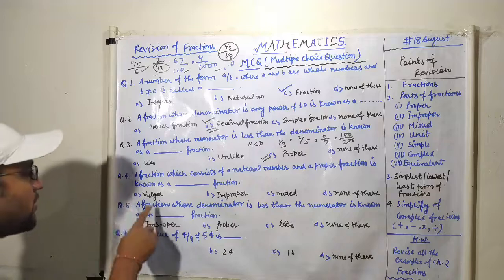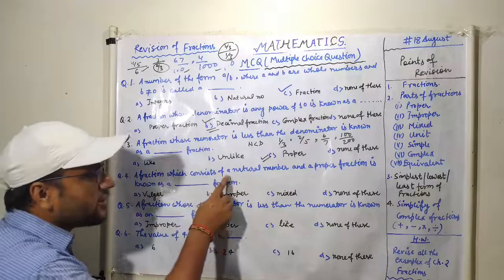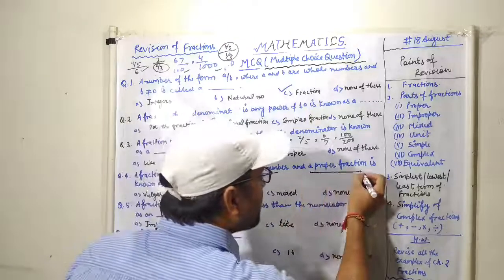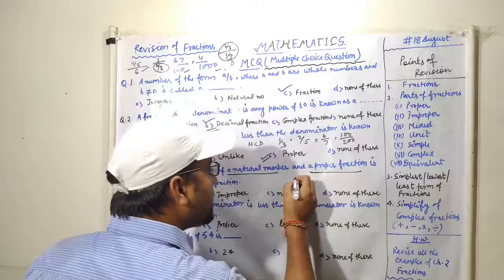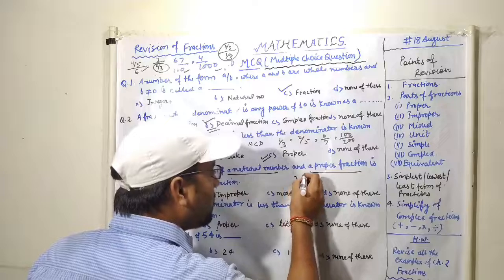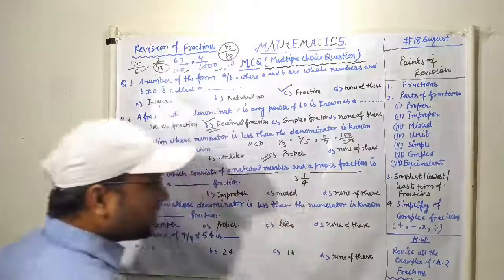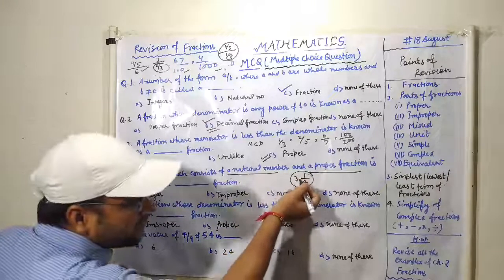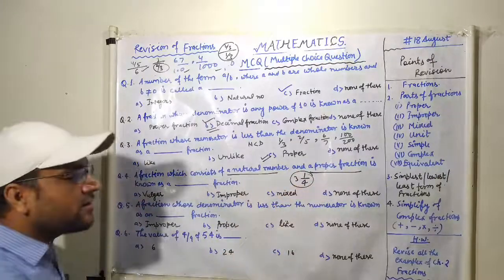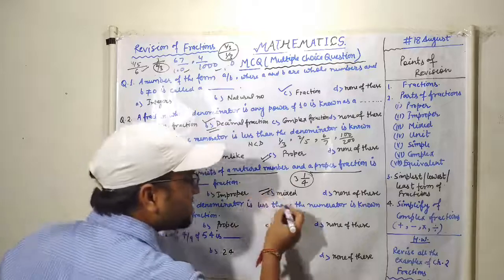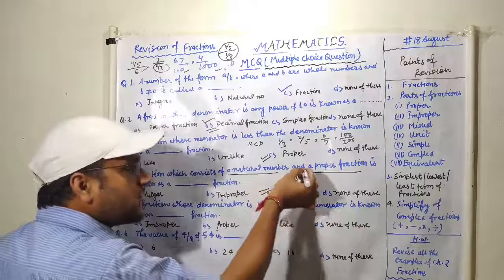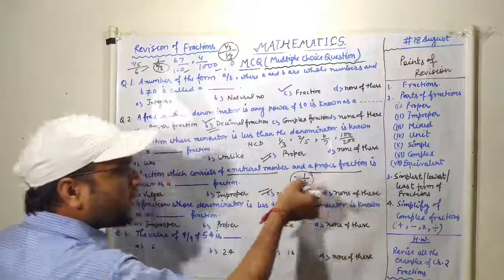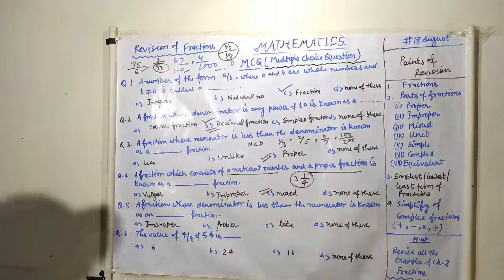Now question number 4, a fraction which consists of a natural number and a proper fraction, like 3 whole 1 by 4. What is this type of fraction called? That is called a mixed fraction. It consists of a whole number together with a proper fraction, and is known as a mixed fraction.